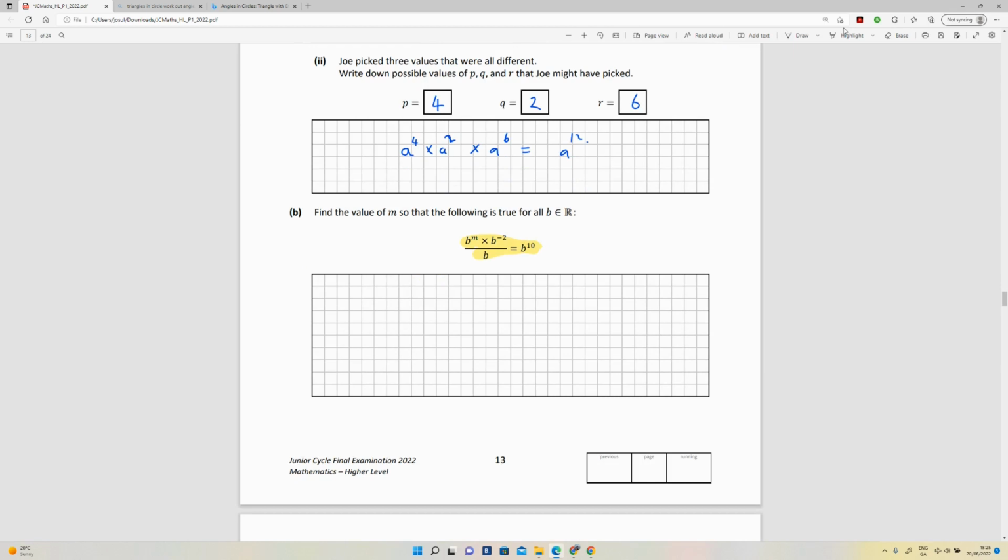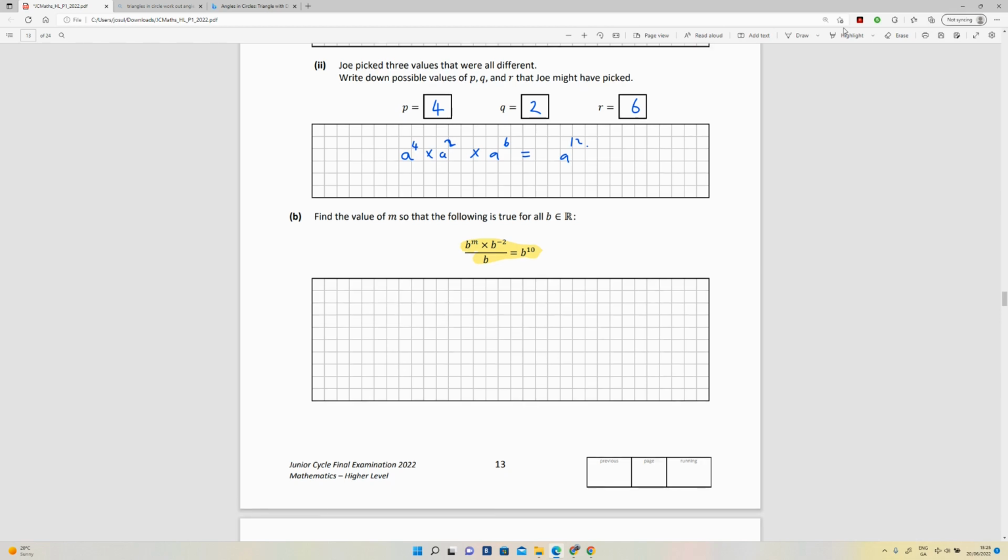So B to the power of M minus 2 is equal to B to the power of 10. So where am I getting that from? Well, that's that rule, A to the power of M multiplied by A to the power of N is equal to A to the power of M plus N. So here I'm taking the M and the minus 2 and putting them together, adding them together. Okay, so that's one law.